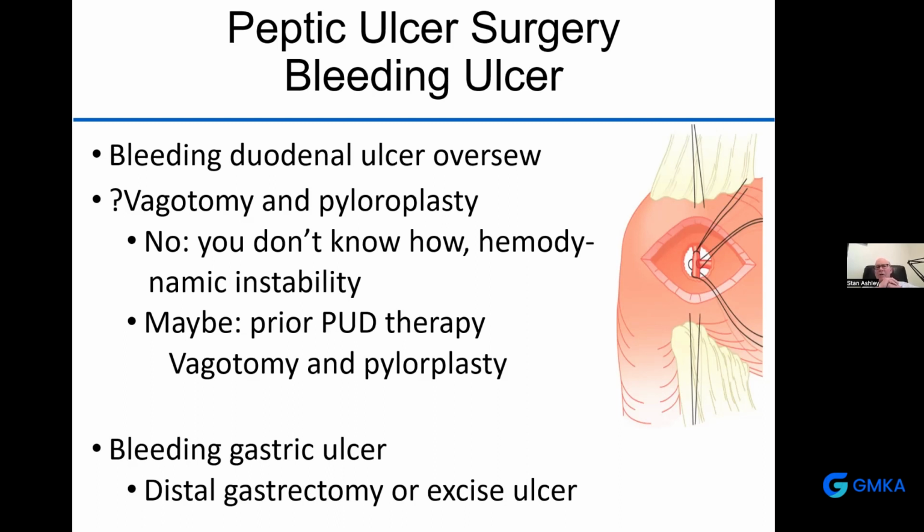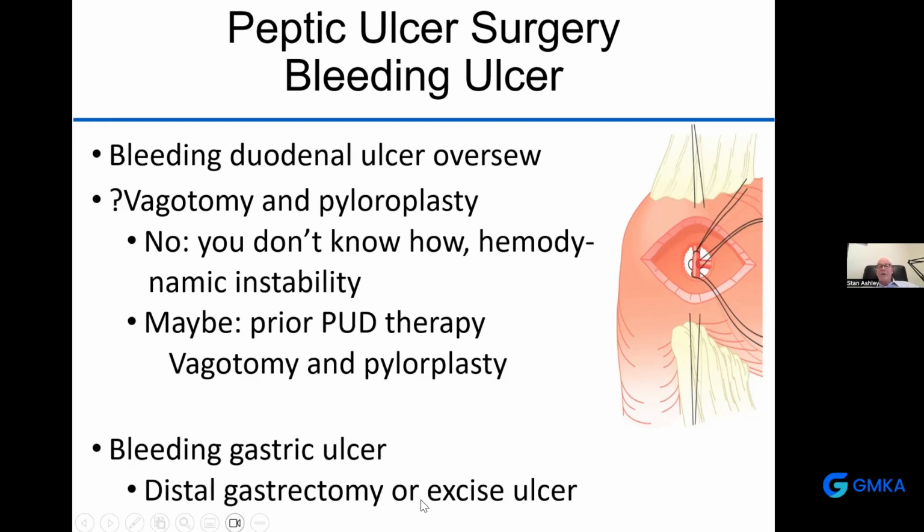And then the question is whether to do an acid secretion procedure. You have opened the duodenum. It's pretty simple to extend that across the pylorus and do a pyloroplasty, and then a truncal vagotomy with that. But in the hemodynamically unstable patient, you're going to treat for H. pylori or do something to reduce their nonsteroidals. Probably not if they've had previous ulcer therapy, thinking about a vagotomy and pyloroplasty. But there is controversy about this. I'll show you some data in a second.